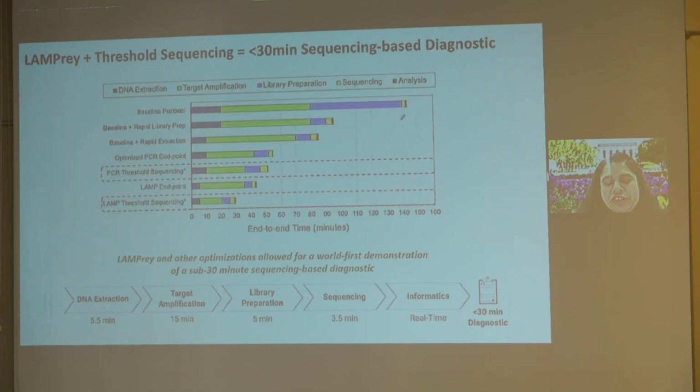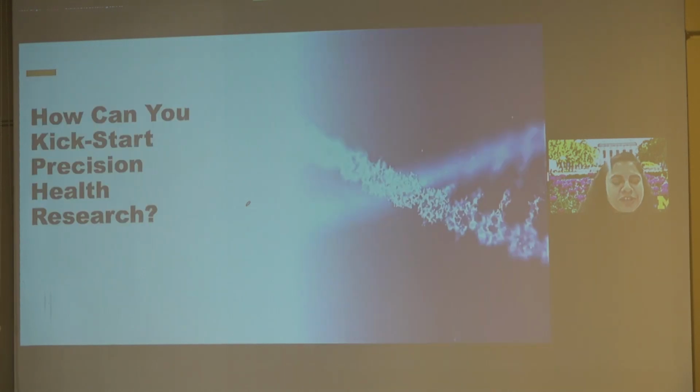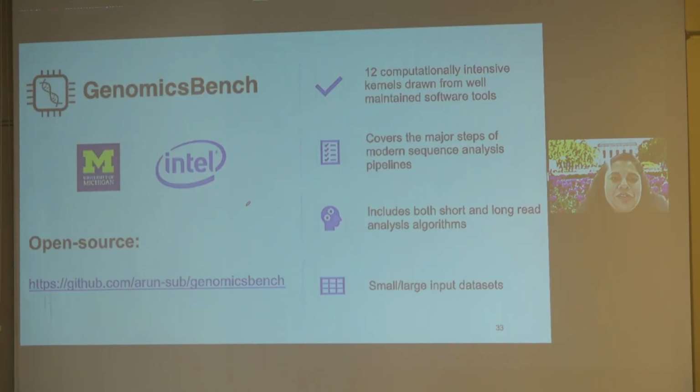So this is the final chart which we had. We started here at about 140 minutes, and then slowly, with all the wet lab and sequencing and developing the LAMP protocol and the LAMP tool analysis, we brought it down to 30 minutes, which sets the fastest time to result record for this specific diagnostic. So that wraps up this point of care analysis, and we have released this genomics benchmark. I just wanted to throw this out there.